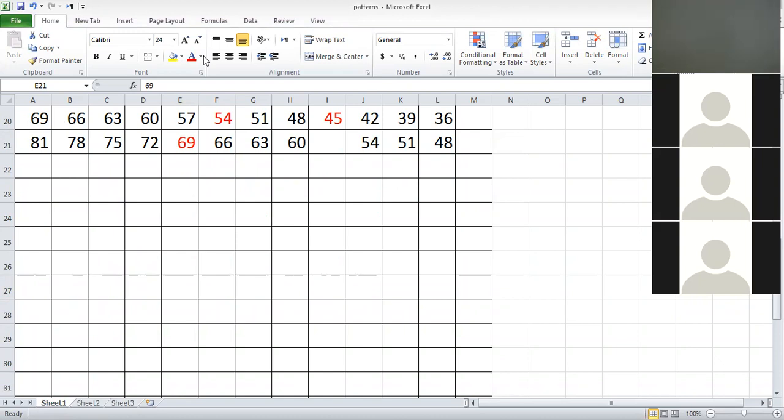Amal, can you hear me? Yes, Amal. After 60, what number should be there in the pattern? We are not counting up, we are counting back. Amal, can you hear me? 58. Why 58, Amal?